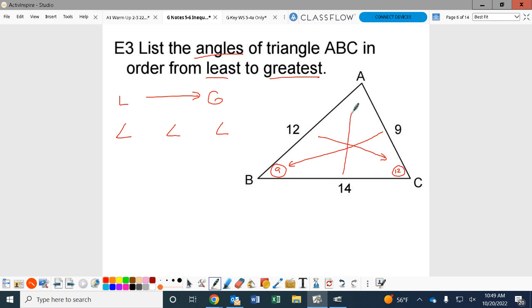This is 14. Draw a line across, put a 14 here, circle it. Does anybody have a question why those are going across to them? It's the side across from it, so we put the angle in the angle that's across from it. We circle it, we compare.